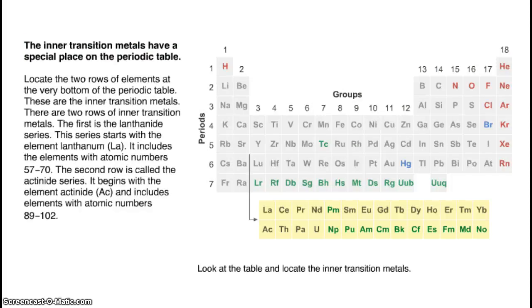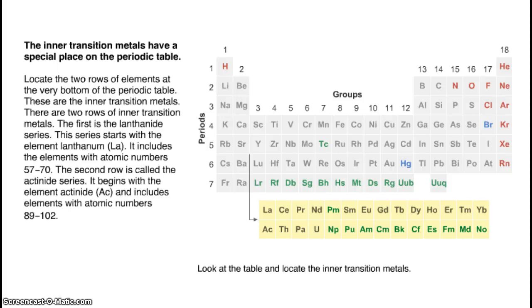Inner transition metals have a special place on the periodic table. Locate the two rows of elements at the very bottom of the periodic table. These are the inner transition metals. There are two rows of inner transition metals. The first is the lanthanide series. This series starts with the element lanthanum. It includes the elements with atomic numbers 57 through 70.